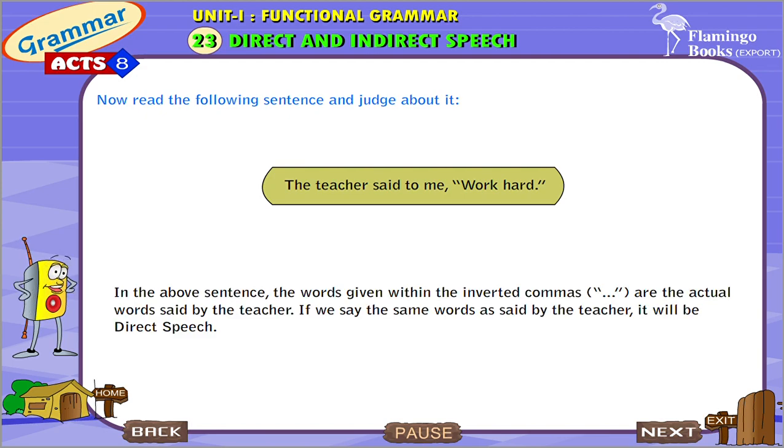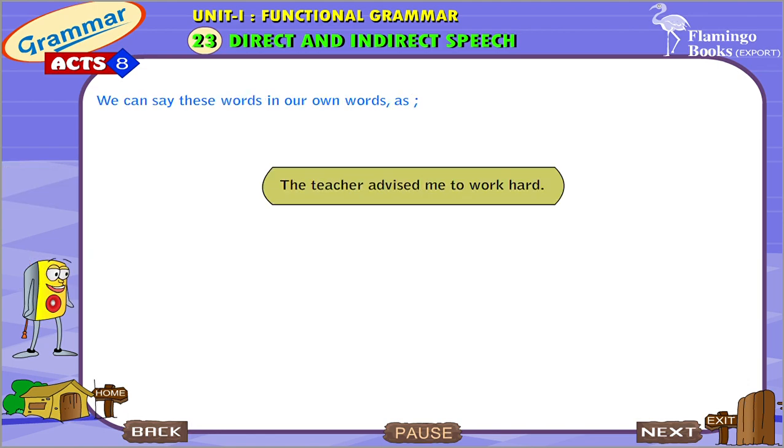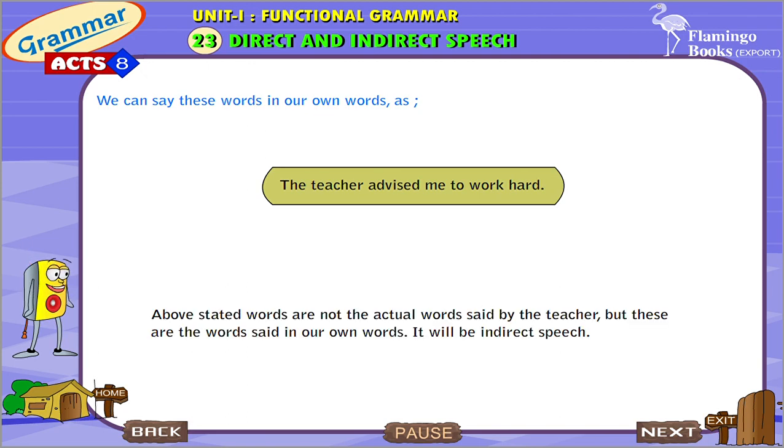In the above sentence, the words given within the inverted commas are the actual words said by the teacher. If we say the same words as said by the teacher, it will be direct speech. We can say these words in our own words as, the teacher advised me to work hard. The above stated words are not the actual words said by the teacher, but these are the words said in our own words. It will be indirect speech.